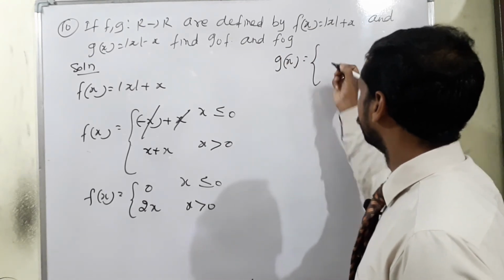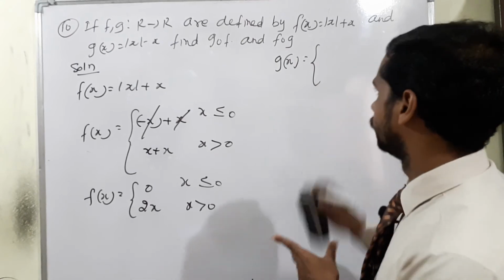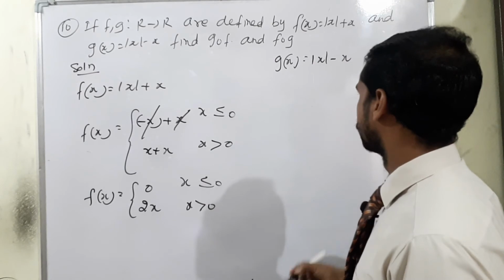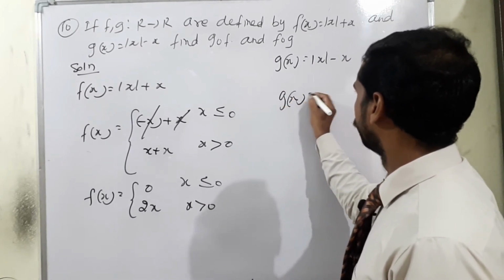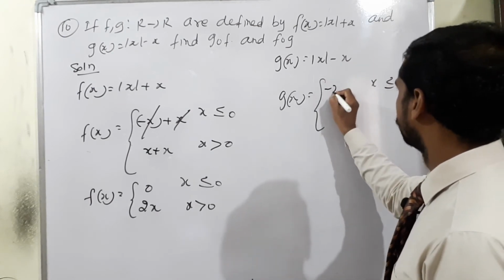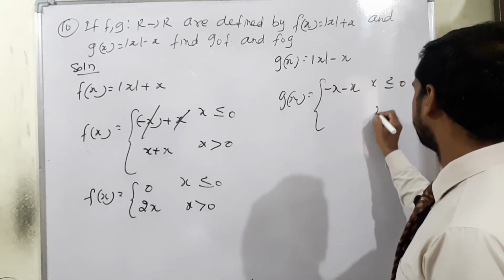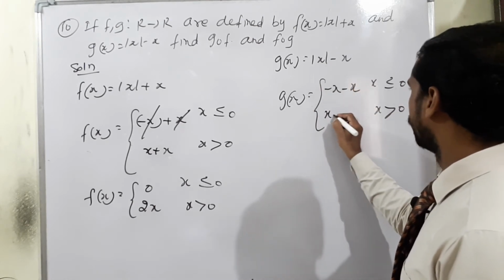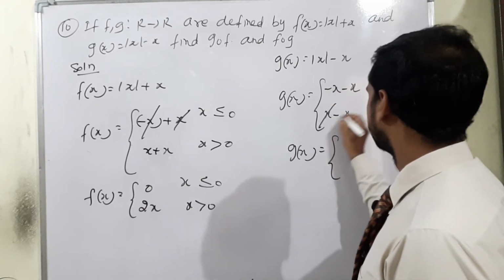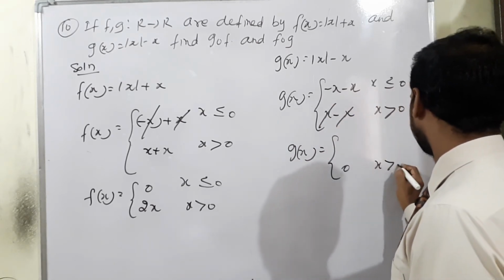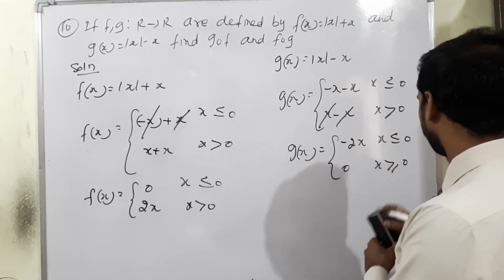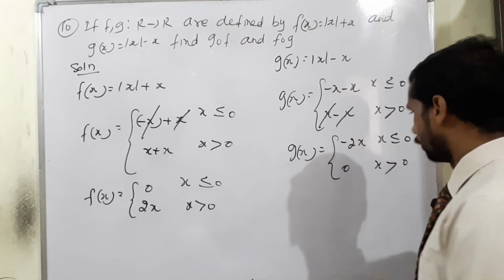Next case, g(x) = |x| - x. Again, for x less than or equal to 0 it means -x, and here one more -x is there. Next case, greater than 0: x - x. Therefore, g(x) = -x - x = -2x when x is less than or equal to 0, and x - x = 0 when x is greater than 0.